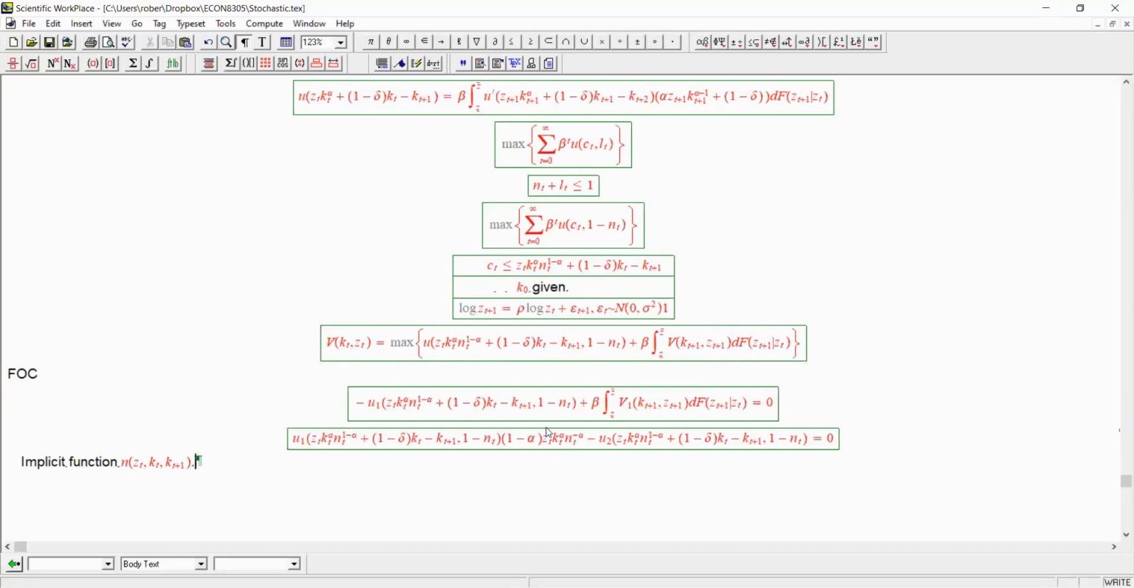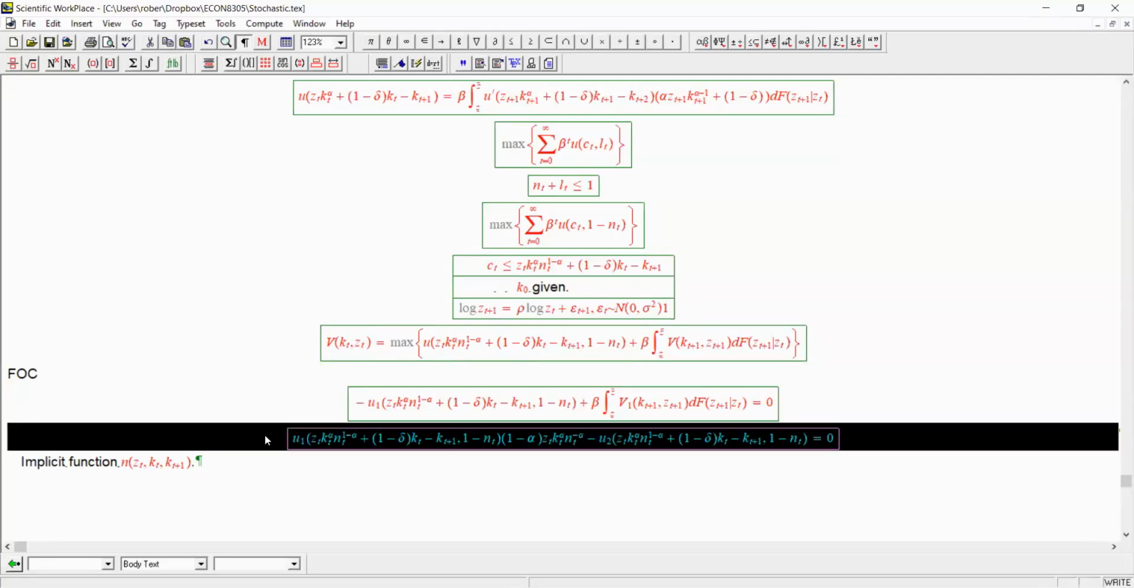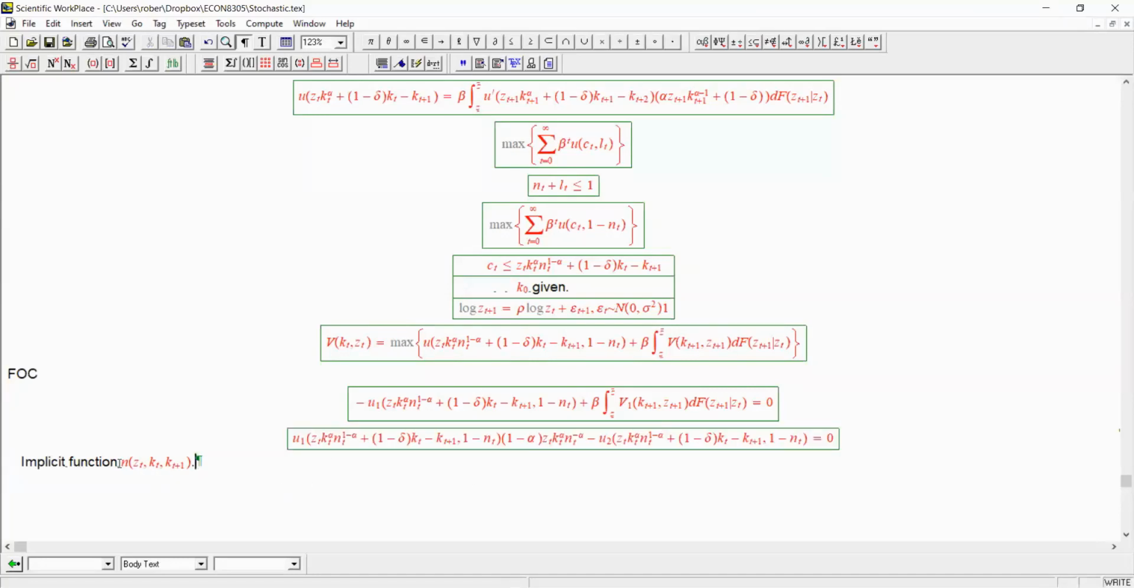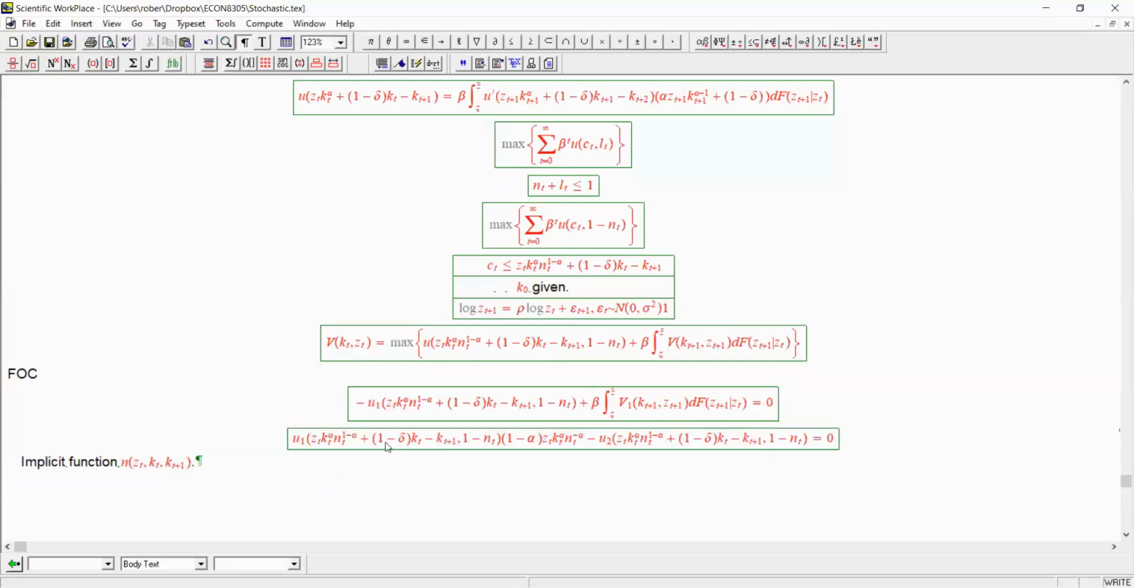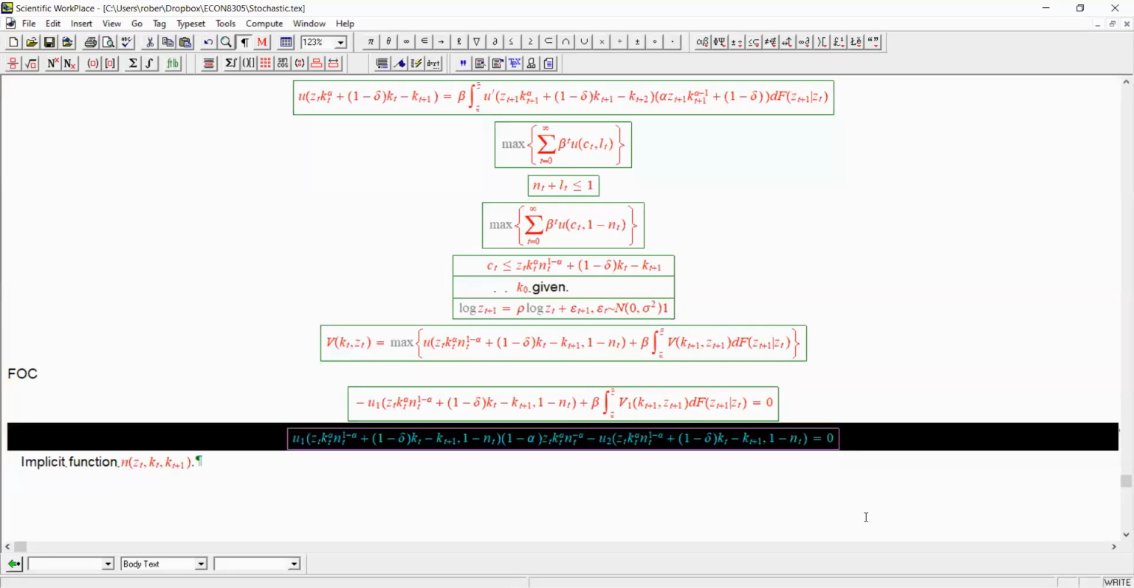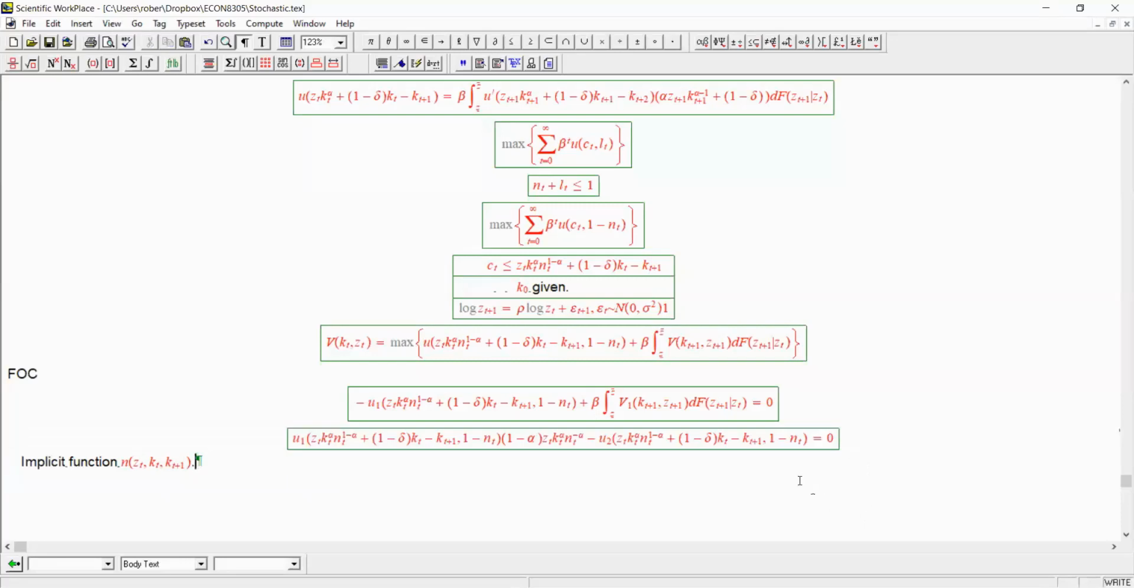And in that sense, having labor doesn't really change anything in our problem because its first order condition, which determines the optimal choice of labor given everything else, is not itself dynamic. There is no value function showing up in this first order condition.